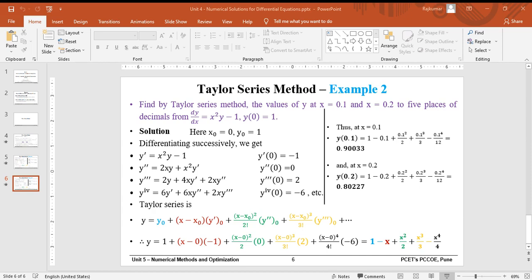0.90033. Again put x equal to 0.2 in the equation that you derived, and you will get y at 0.2, that is 0.8003227. And as asked in the question, you need to estimate up to 5 places of decimals. So yes, we did it. So this is how you can use the Taylor series method to solve the problem.